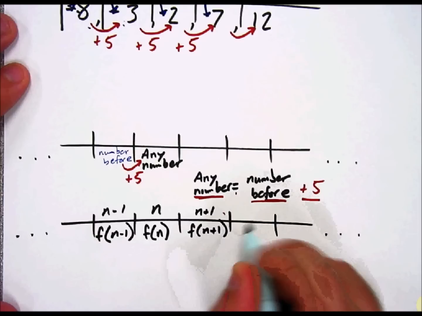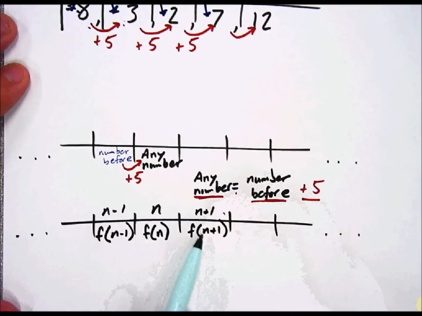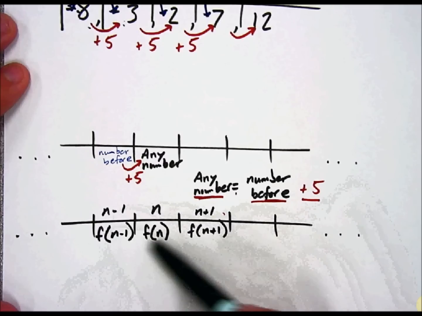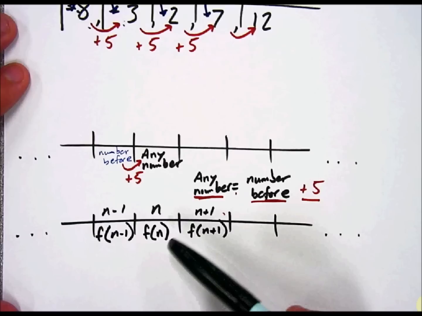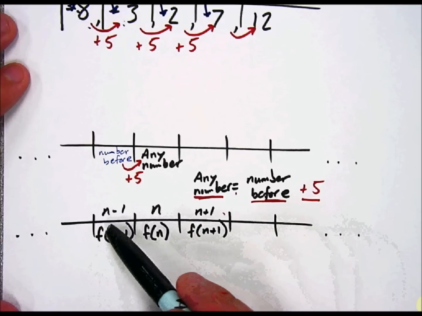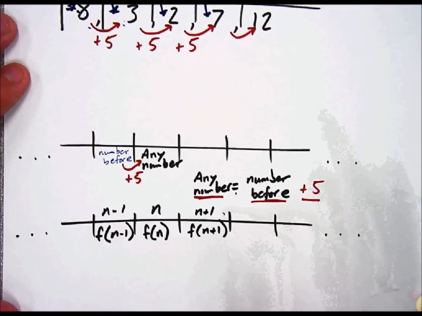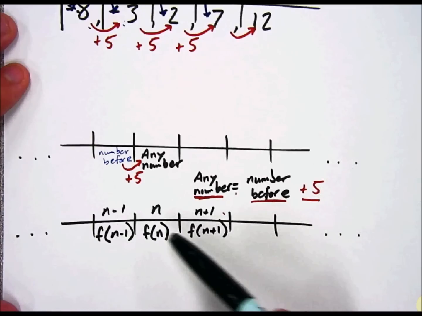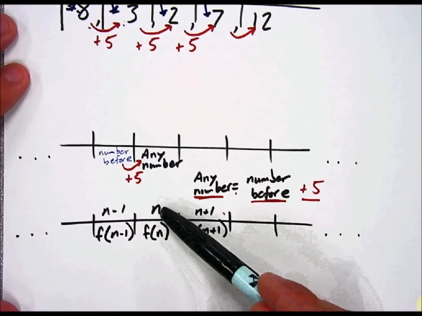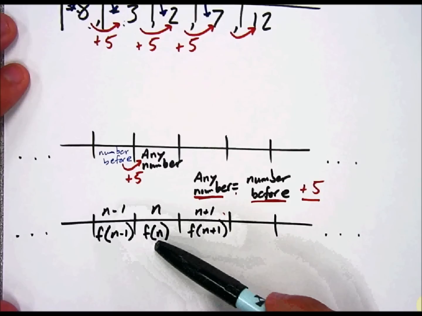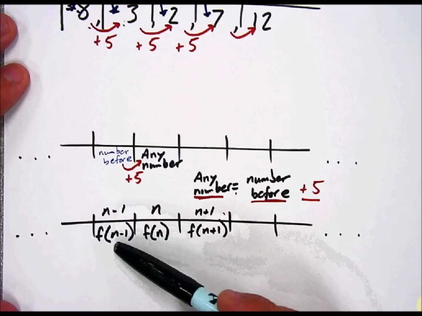If you need to pause the video and really try to make sense of that in your head, go ahead and do that, because if this makes sense to you, then these recursive rules will be very easy. But if you just gloss over this part, they can be confusing until you have a solid understanding of this. So if I call any number n, the one before it is n minus 1. If I'm talking about the output values, that's f of n minus 1.